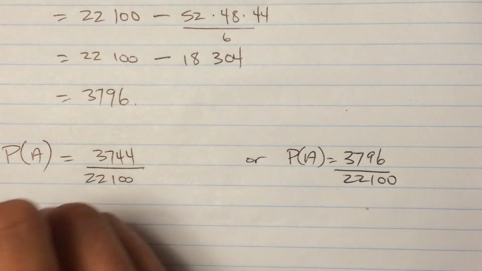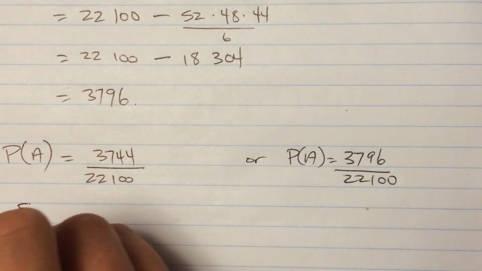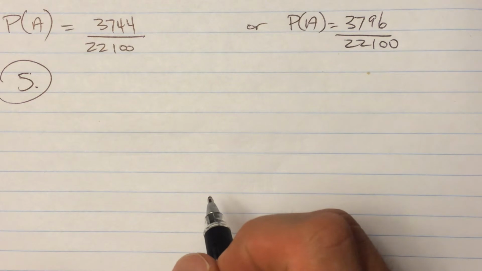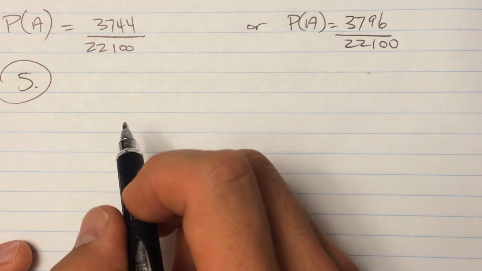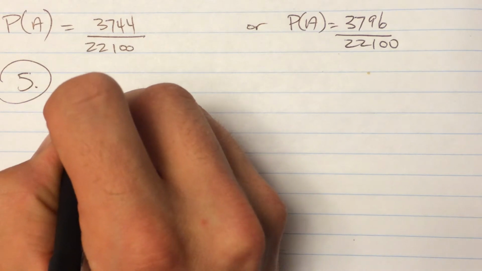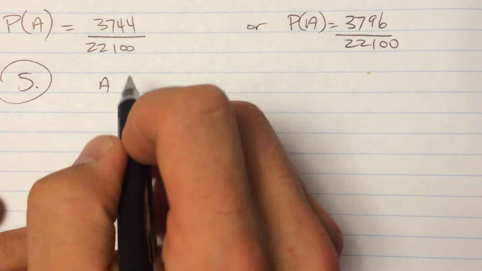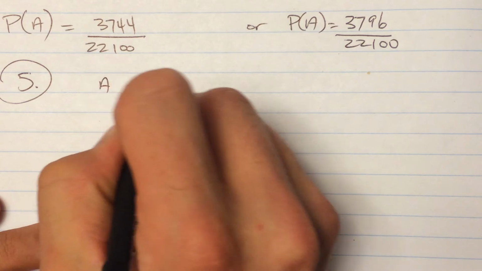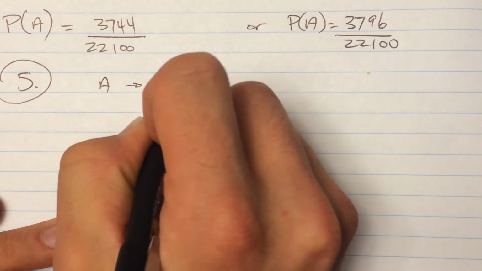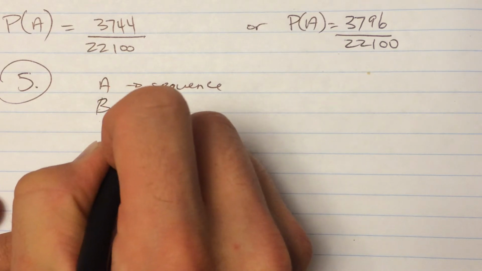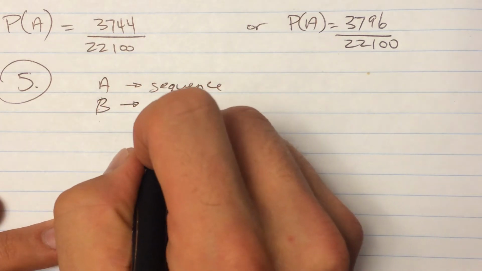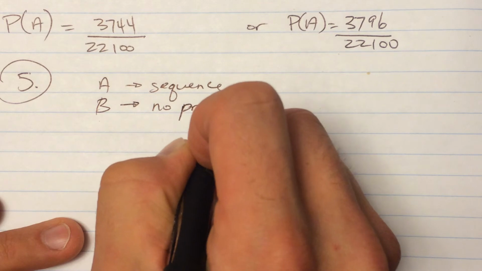Okay, the last one, we had one more question, 5, that was about rolling a die. And you roll a die 3 times. And the question is, are you more likely to A, have an increasing sequence? And I explain in the question what kind of sequence I'm looking for. Or are you more likely to B, roll no prime numbers?